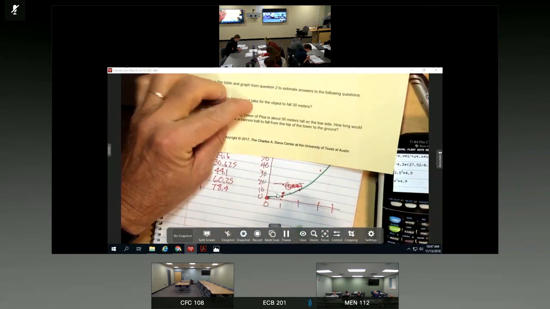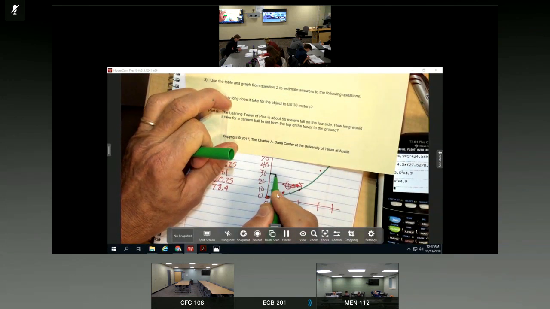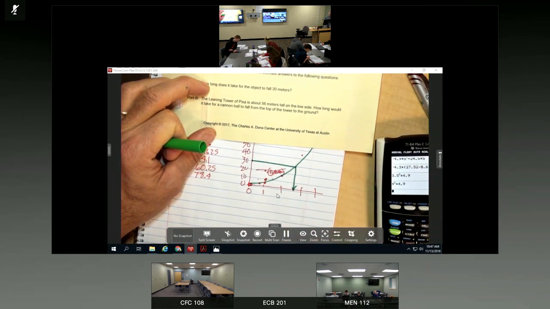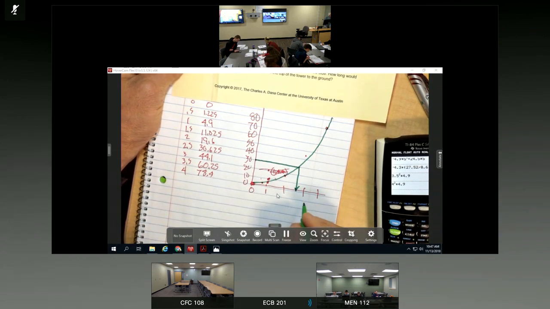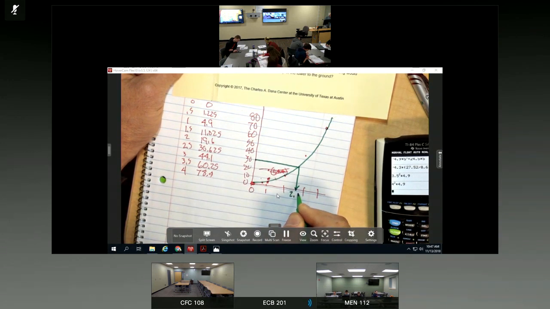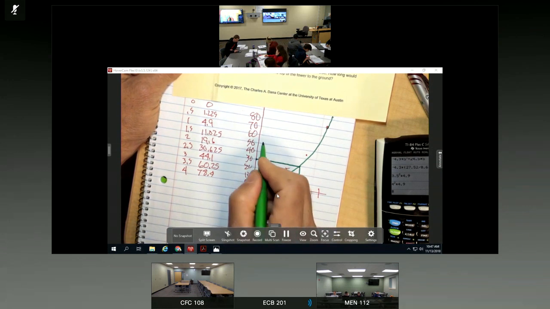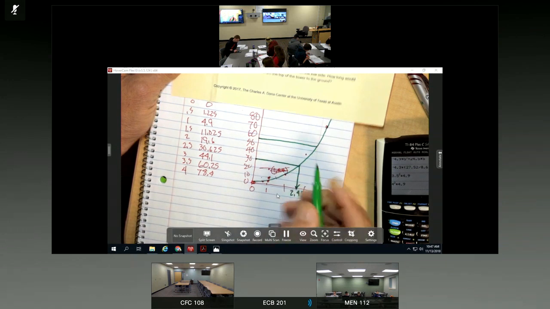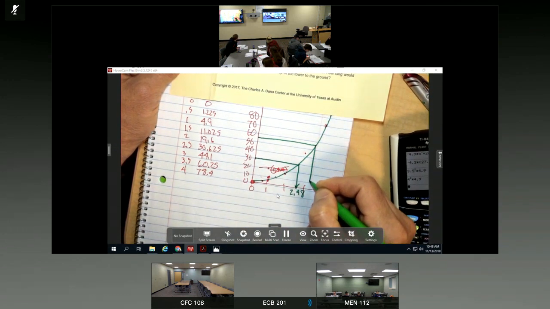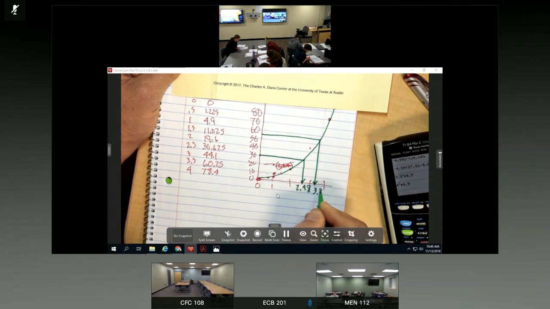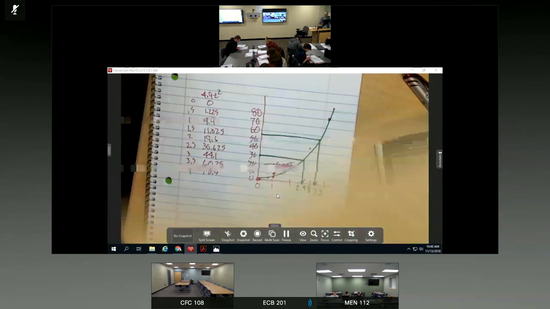So, how long would it take to fall 30 meters? About 2.48 seconds, something like that. The Leaning Tower of Pisa is 56 meters tall. So how long would it take for the ball to hit the ground? A little bit less than 3.5 seconds. Say 3.3 seconds. Something like that.